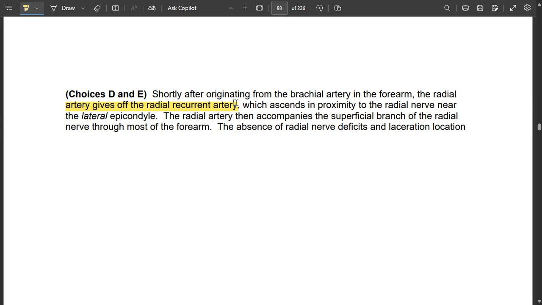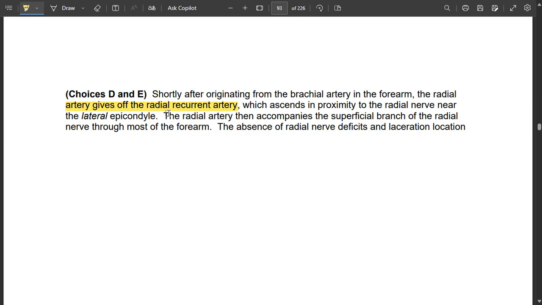which ascends in proximity to the radial nerve near the lateral epicondyle. So the radial artery runs near the lateral epicondyle. Together with the radial nerve, the radial artery then accompanies the superficial branch of the radial nerve through most of the forearm.